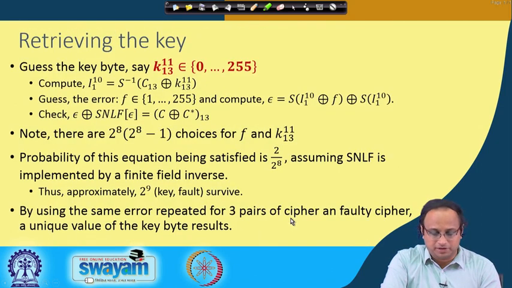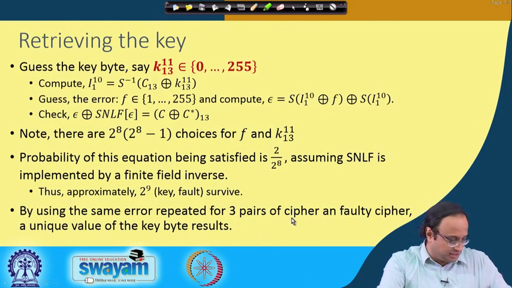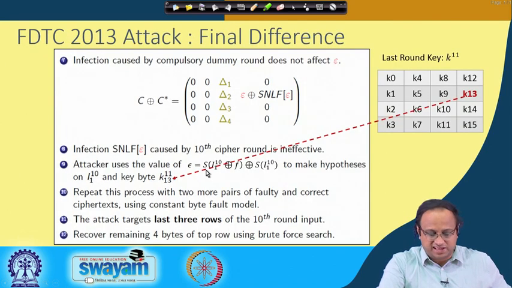So now what will happen is essentially shown here. As I said, epsilon is related to S of I110 XORed with F XORed with S of I110. What I will try to do is get the value of this I110.